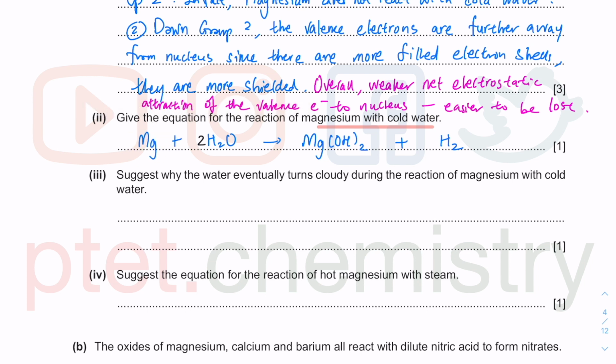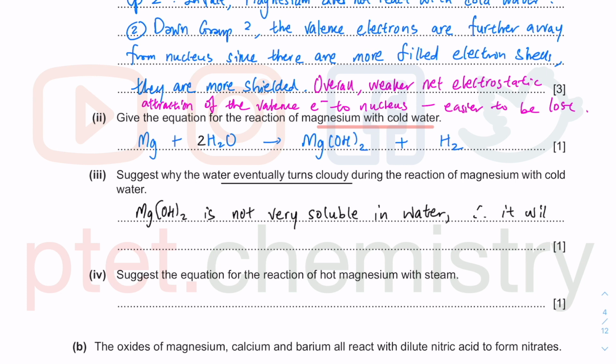This suggests why the water eventually turns cloudy during these reactions, because magnesium hydroxide is not very soluble in water. It's not very soluble in water because your group 2 hydroxides only increase in solubility going down group 2. Therefore, it will precipitate out in a large amount. As you continuously produce it, it will precipitate out.